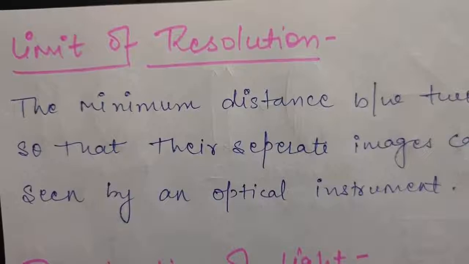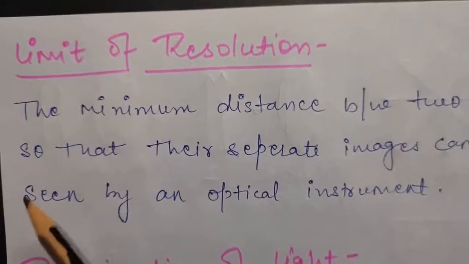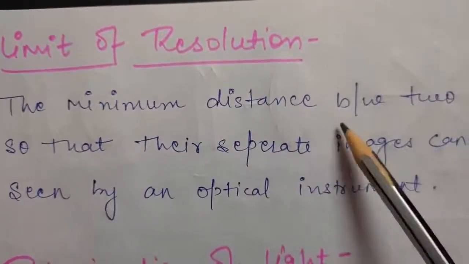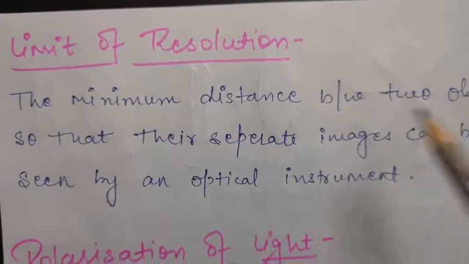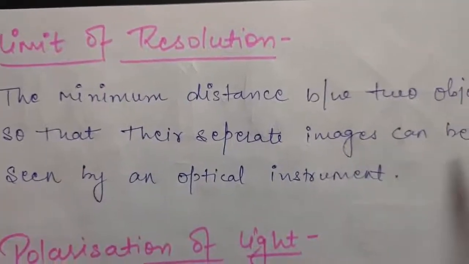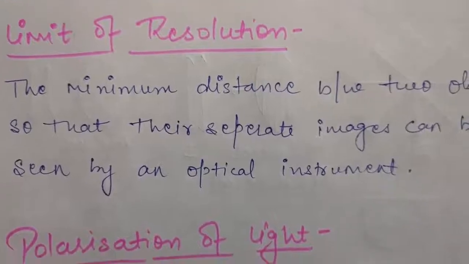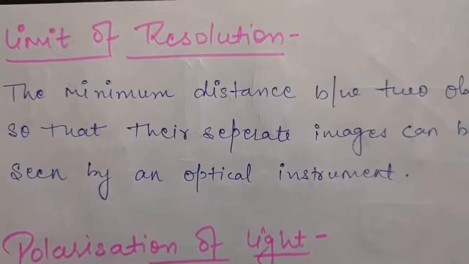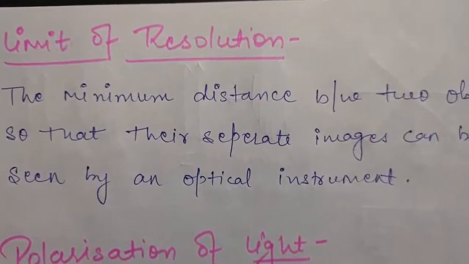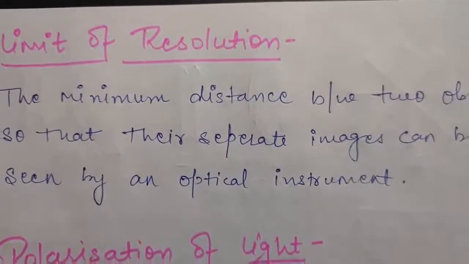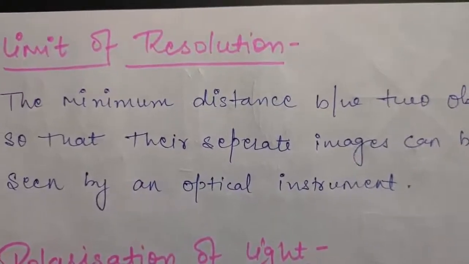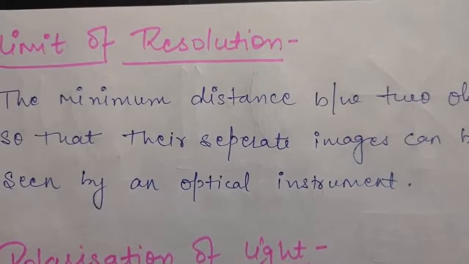Second is limit of resolution. The limit of resolution is the minimum distance between two objects so that their separate images can be seen by an optical instrument. So the minimum distance between any two objects so that their different images, or you can say separate images, can be seen by an instrument is called limit of resolution.